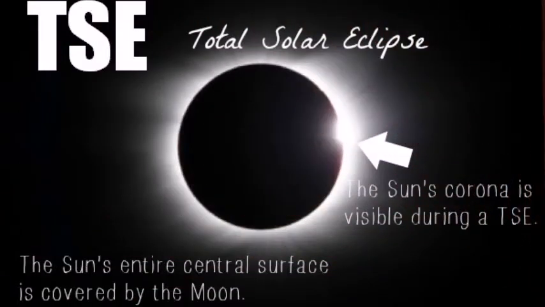Total solar eclipses occur when the sun's entire central surface is completely covered. During a total solar eclipse, the moon completely covers the sun as seen from Earth. Total solar eclipses are rare occurrences.